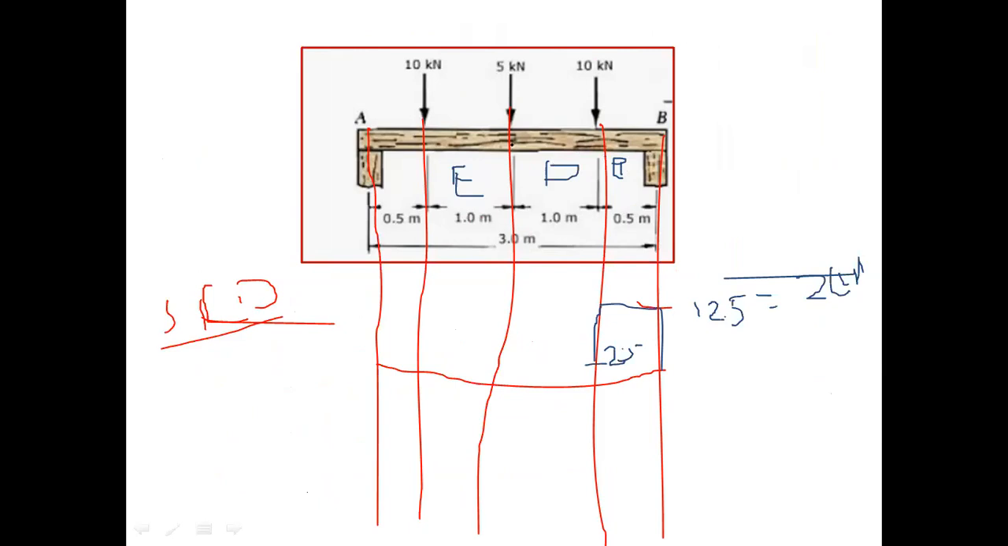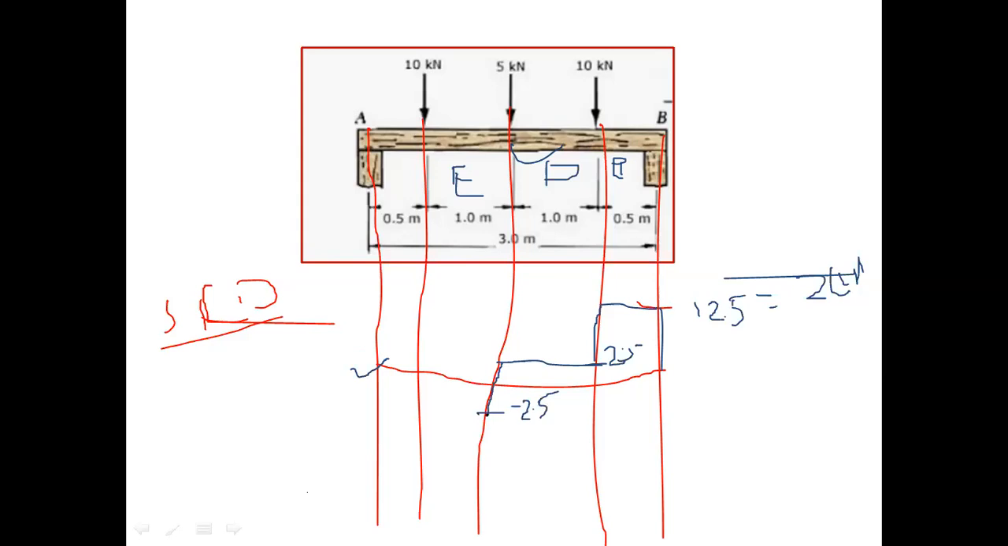This one is C and this one is D. Then again I draw a straight line from here to here. But at C, what is the value of SF at C? Minus 2.5, which means below the reference line, the zero line. Then draw a negative line. This portion is also minus 2.5.